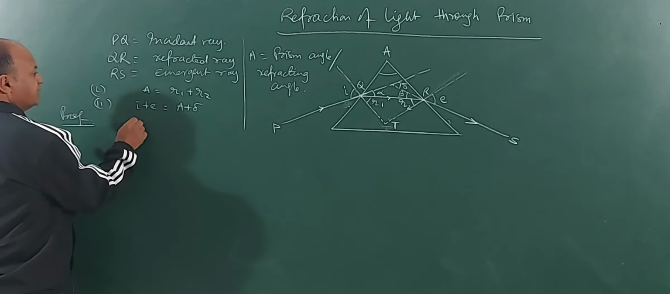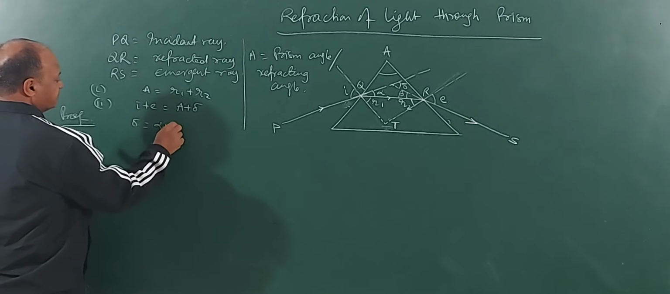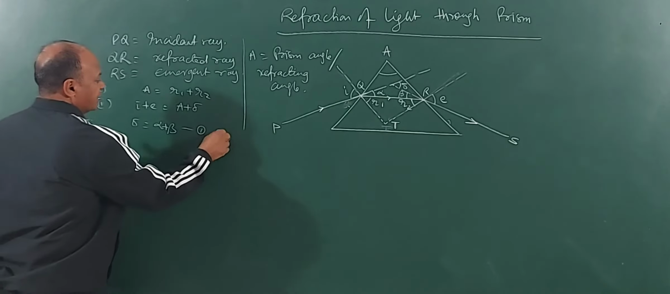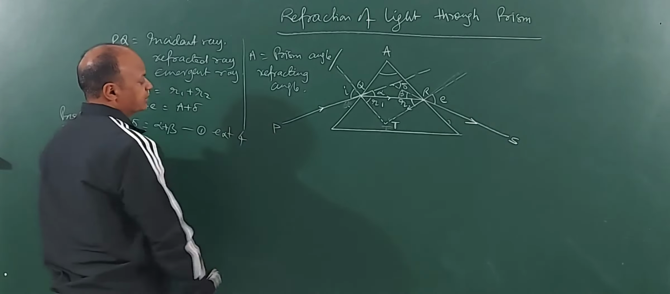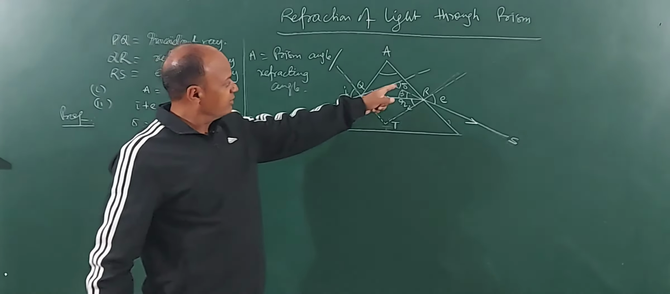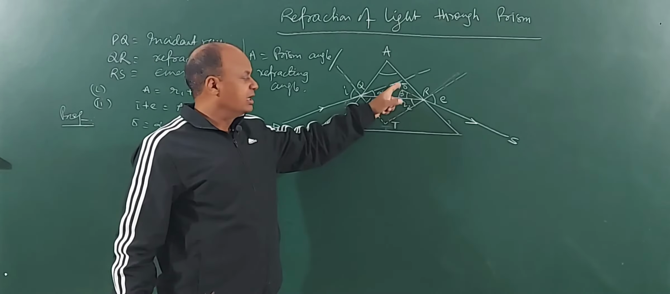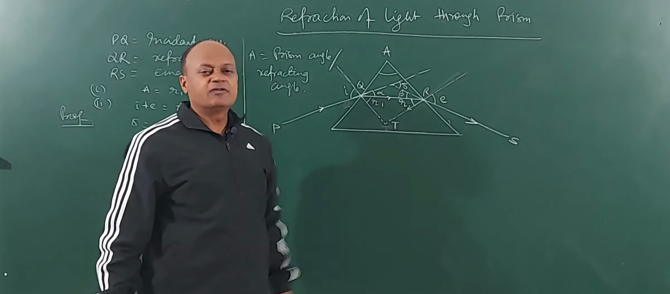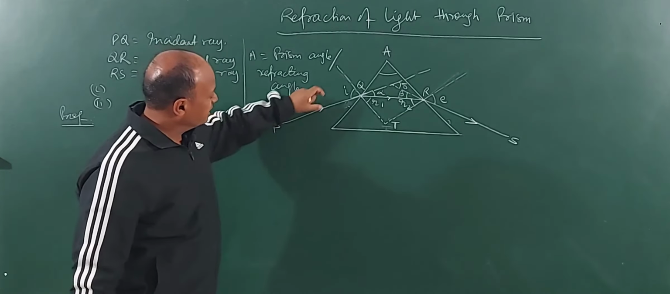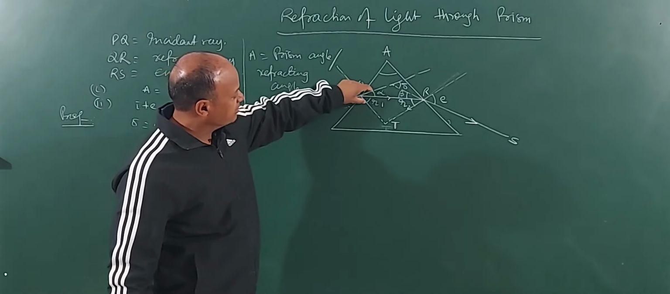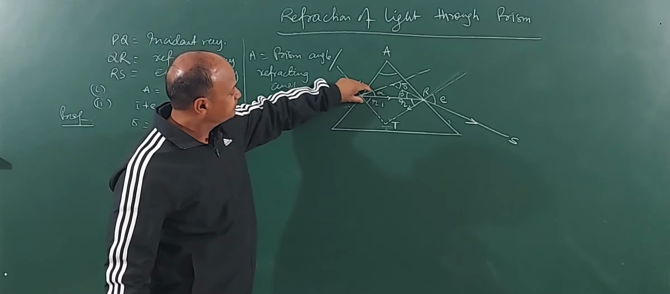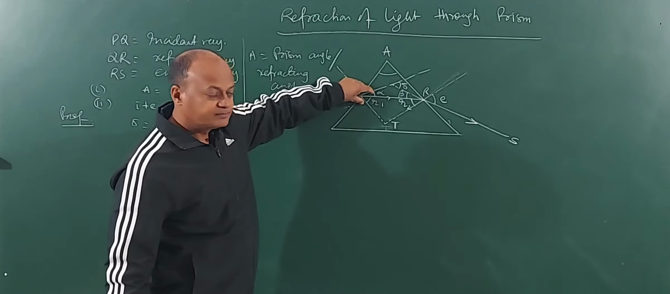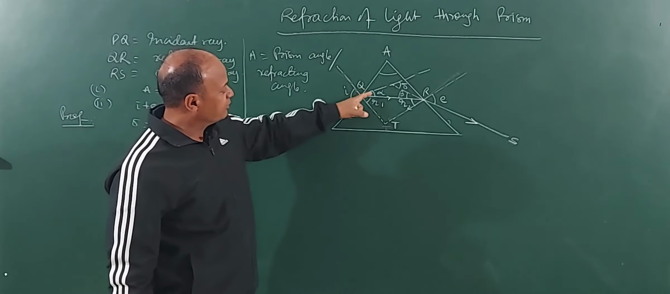We have delta is equal to alpha plus beta. Why? External angle. Delta is the external angle for internal angles alpha and beta. So, delta is equal to how much, children? Alpha plus beta. Now, if I look at this angle I, then I will be equal to how much? R1 plus alpha. Why? Vertically opposite angles.